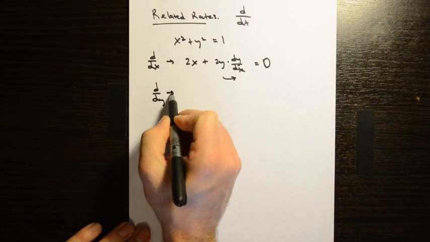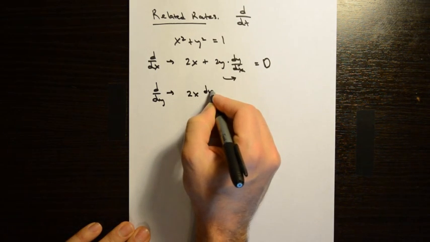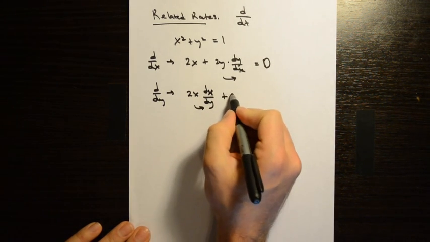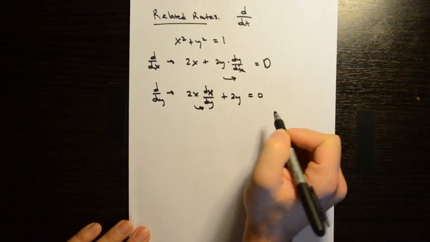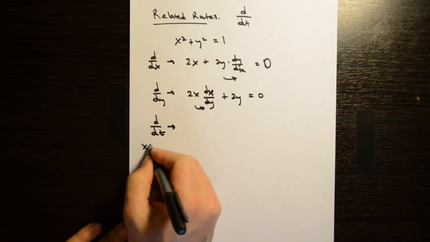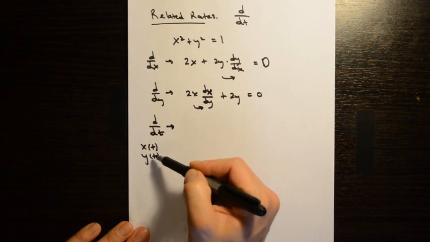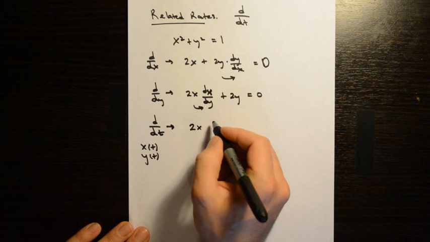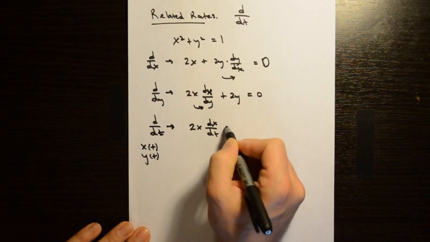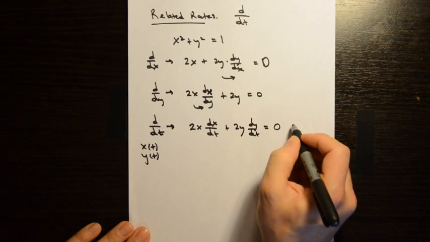If you were to differentiate with respect to y, which you probably haven't done, you would get, by the chain rule again, 2x dx/dy, and this step now by the chain rule, plus 2y is equal to 0. If you were to differentiate with respect to time, so here we assume x is a function of time and y is a function of time, then you have a chain rule for both terms. So it would be 2x dx/dt plus 2y dy/dt is equal to 0.